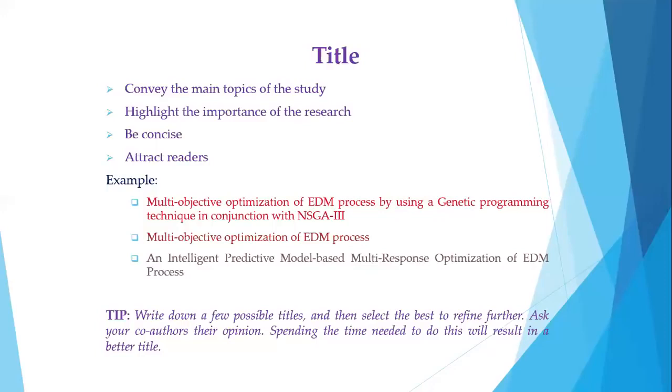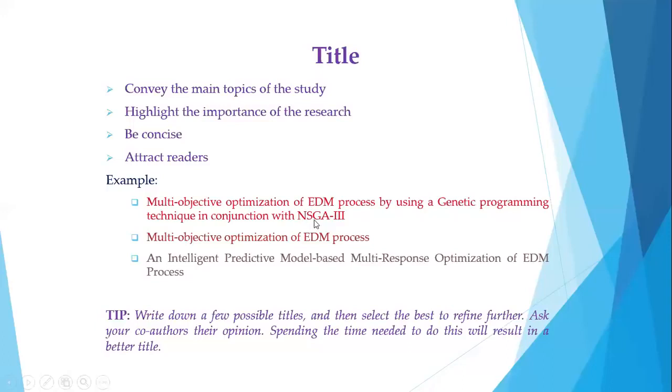Okay, and then for the title, I've listed here some examples. This is a title that I used in one of my research papers. The first one says: multi-objective optimization of EDM process by using a genetic programming technique in conjunction with NSGA3. The first thing you see in this title is that it is too long. This title has a lot of words, and at the same time I have shortened some of them. For example, EDM is a three-word term, and NSGA3 is again a four-word name.